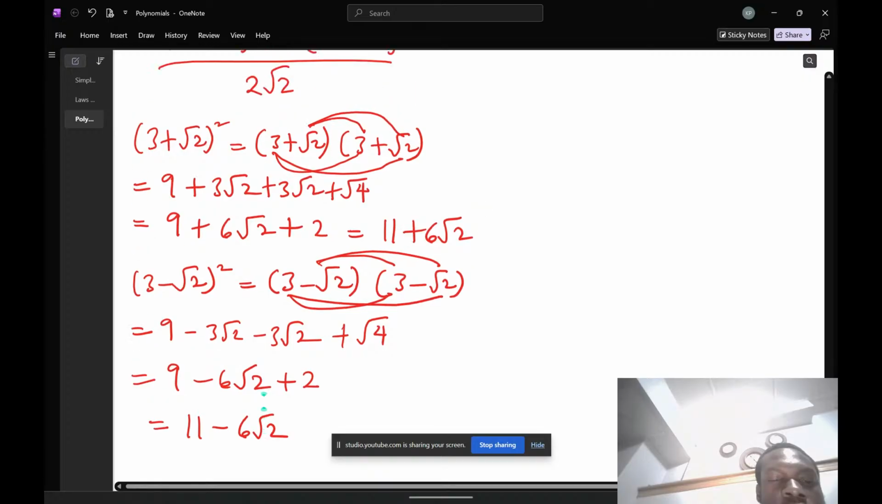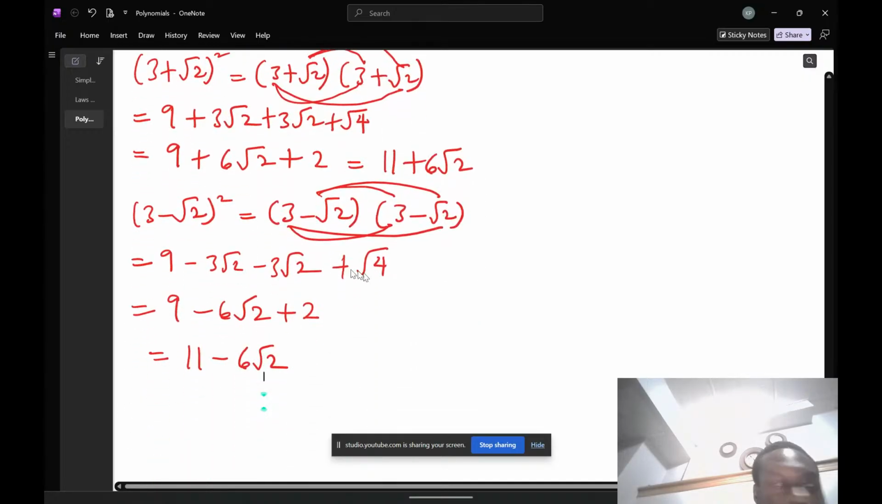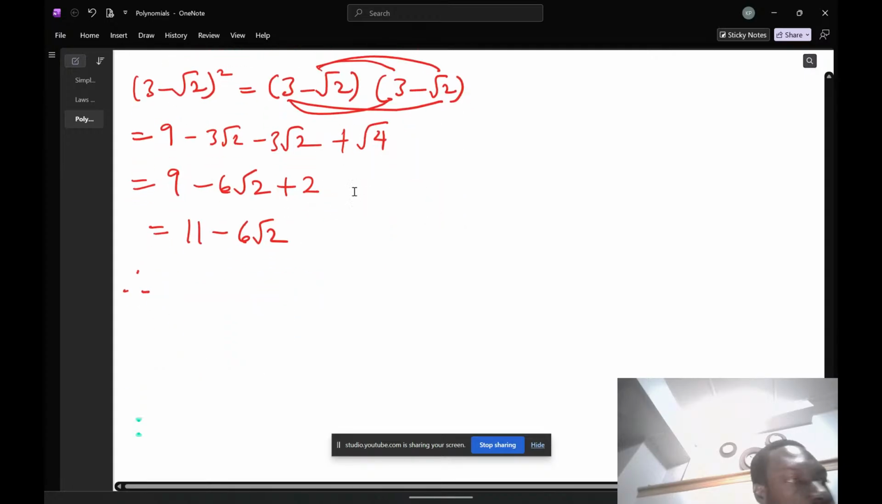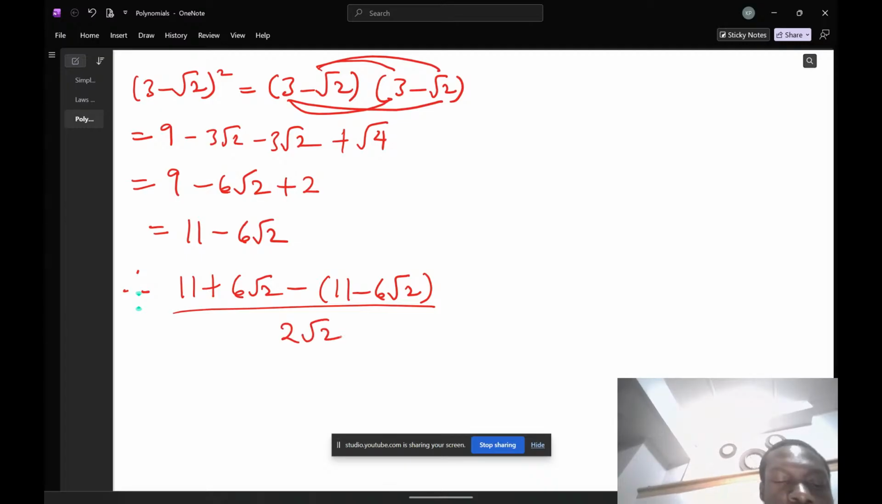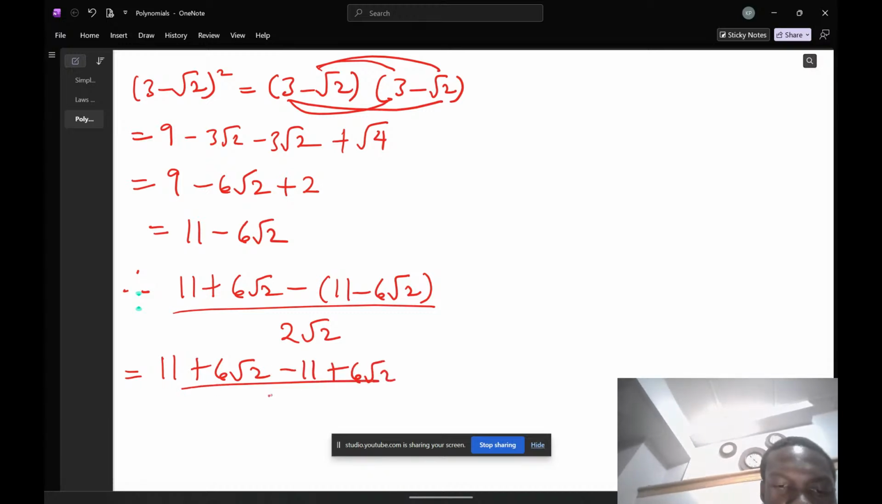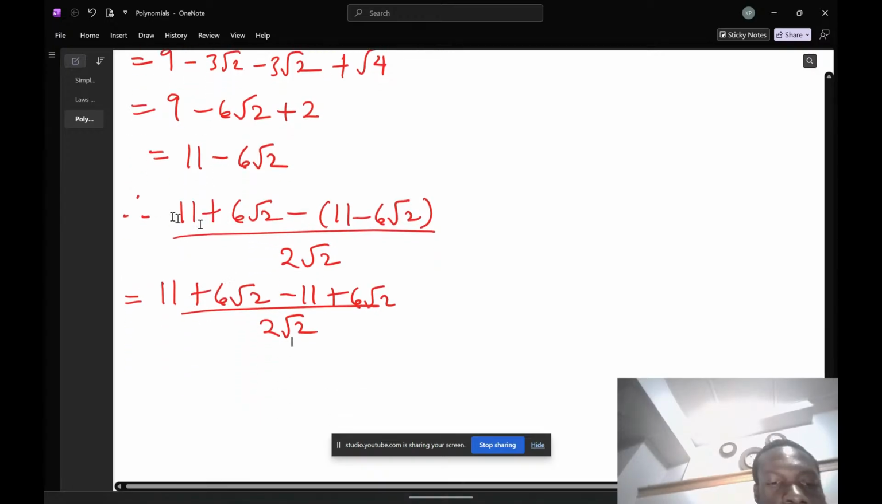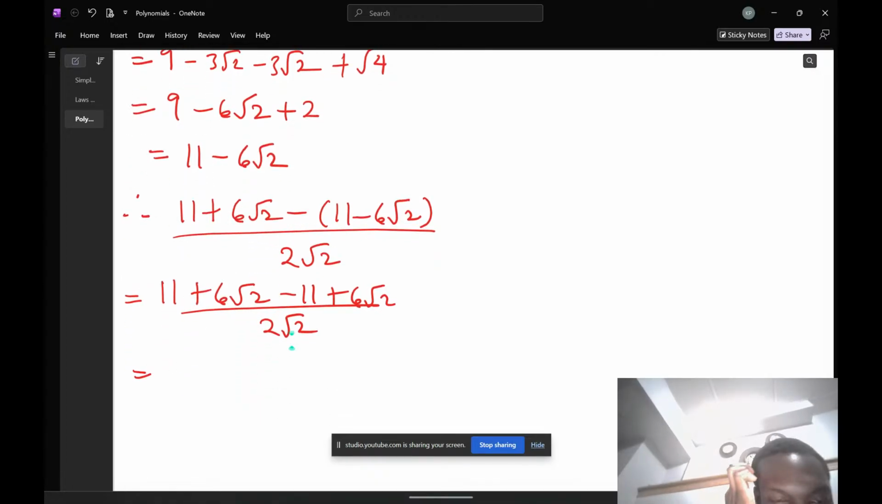So now we're going to combine it. Therefore, that will be (11 plus 6 root 2) minus (11 minus 6 root 2), divided by 2 root 2. So now let's use this minus to open the bracket. That'll be 11 plus 6 root 2 minus 11 plus 6 root 2, divided by 2 root 2. So 11 minus 11 cancels, this will be 0. Now 6 plus 6 is 12. So that'll be 12 root 2 divided by 2 root 2.